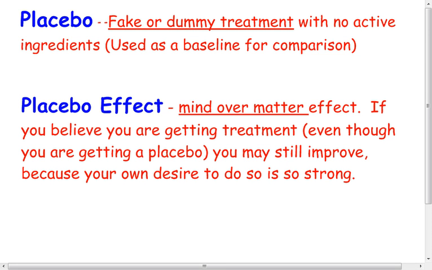All right, then some other vocabulary that you need to be familiar with. A placebo is a fake or dummy treatment with no active ingredients. It's used as a baseline for comparison. You've probably heard of sugar pills. That's an example of a placebo. But anything that looks and acts exactly like the real thing, but it's not the real thing, would be called a placebo.